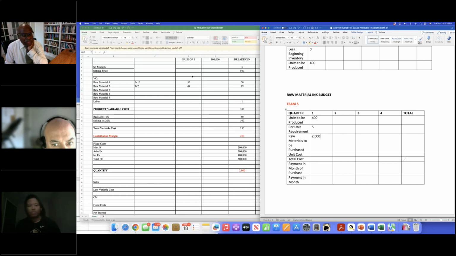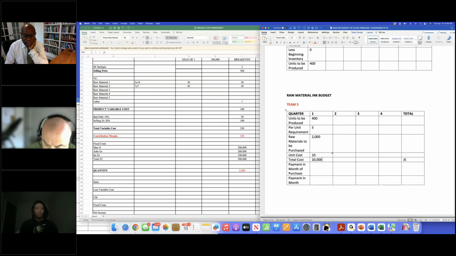The unit cost is what? 10, right? So the total cost needed is going to be what? 20,000? So we brought down our 400. It's taking 5 units. So we need 2,000 of those ink cartridges. Unit cost 10, 20,000.